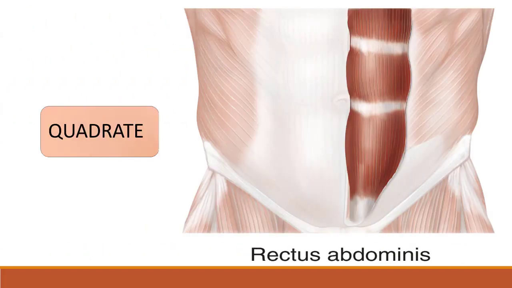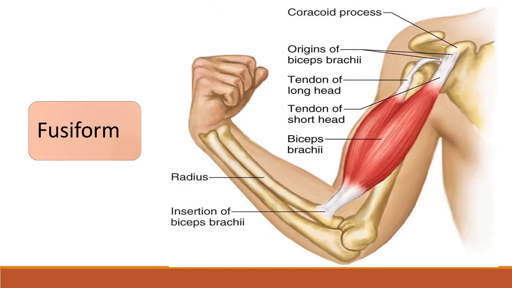Quadrate muscles have four equal sides. For example, the rectus abdominis of the anterior abdominal wall, between its tendinous intersections, is quadrate muscle. Fusiform muscles are wider and cylindrically shaped in the center and taper off at the ends. For example, the biceps brachii of the arm belong to this group.